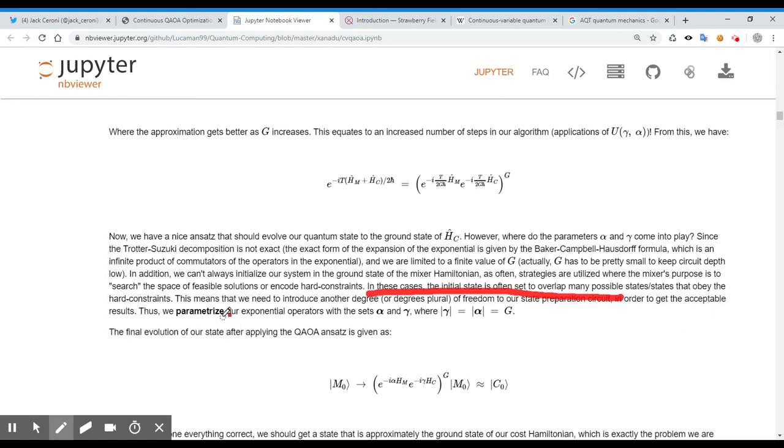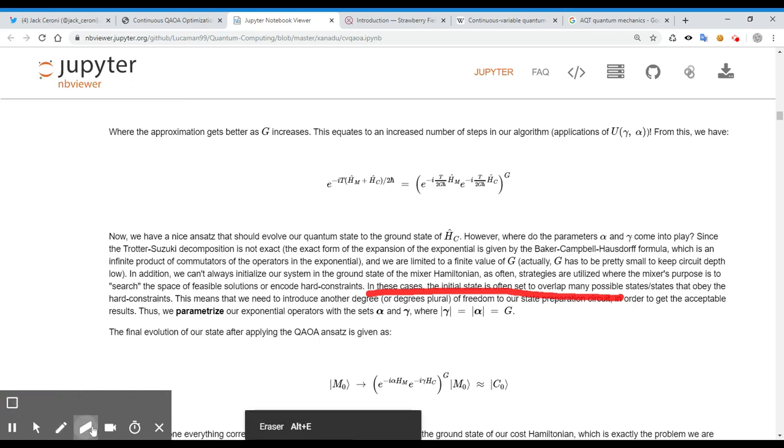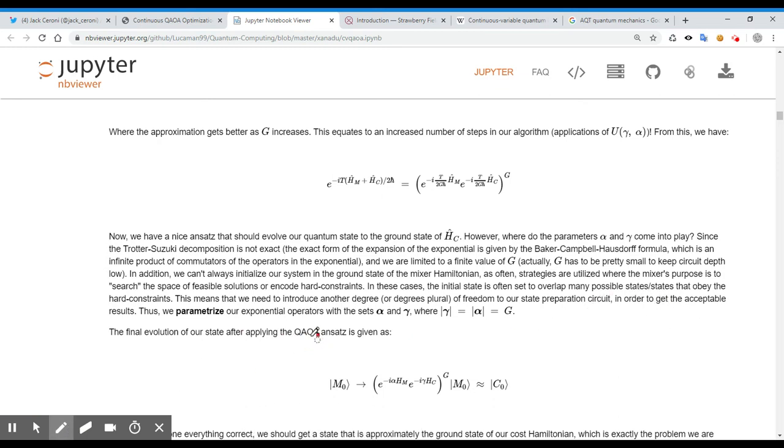This means that we need to introduce another degree or degrees of freedom to our state preparation circuit in order to get acceptable results. Thus we parameterize our exponential operators with this.